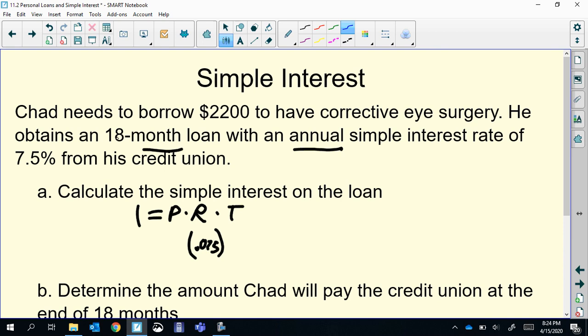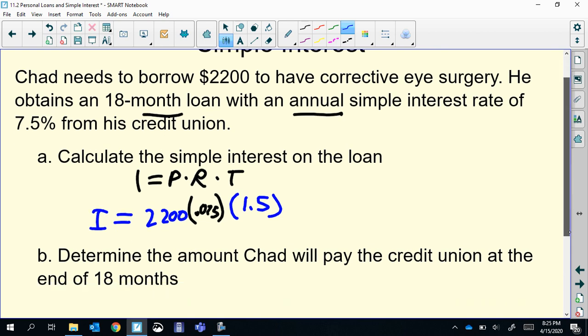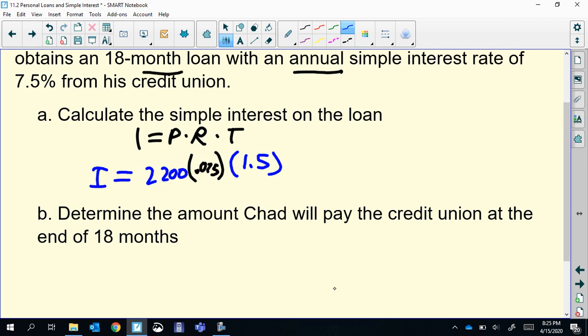So let's change that 18 months. That would be 1 year, 6 months, or 1.5 years. That's going to be a better measurement to put in there, the 1.5 years, because we do need those to match up. And then the principal is $2,200. We're going to find the interest on that. Now, when we solve this, that is only the interest that will be paid on the loan, not your total. So we're going to multiply this out.